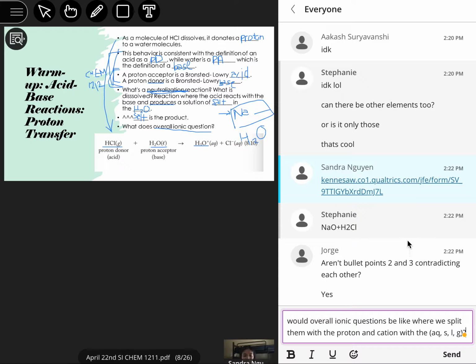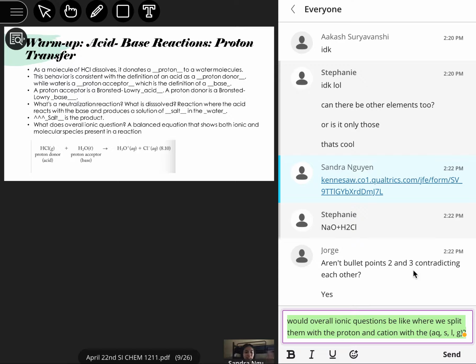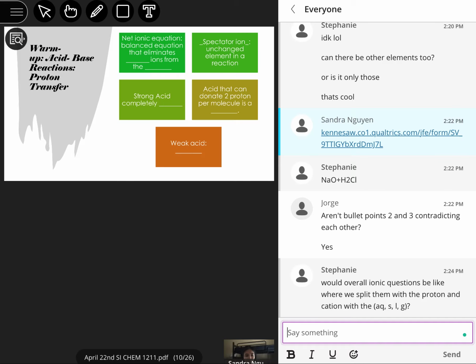So, overall ionic equation. Just in case you guys didn't know already, an overall ionic equation is a balanced equation that basically shows the ionic and molecular species. So it's just like a regular balanced equation, as long as it shows both ionic and molecular species, which is again the regular equation, right? Once you do that, you go to the net ionic, where you cut out the spectator ions. And I'll get to that in a second.